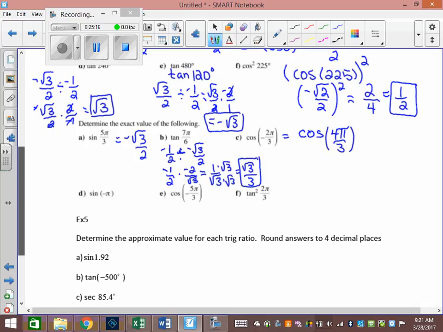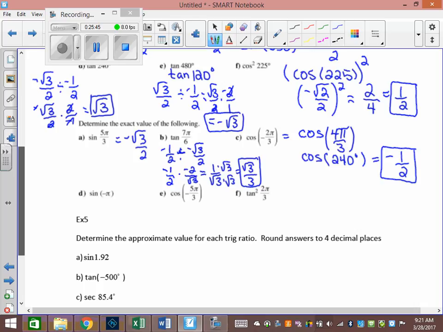So negative 2 pi over 3 is negative 120. Negative 120 plus 360 is positive 240. So we're going to take the x value, which is negative a half. Which makes sense because cos in that quadrant is negative.